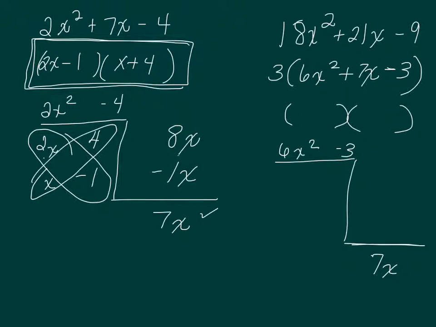Let's see, 6x squared, I can break that up into 2x and 3x, right? And 3, I can break that up into, well, it's negative 3. So how about 3 and negative 1? So 2x times 3 is 6x. And 3 times negative 1 is negative 3x. Six minus 3, or 6 and negative 3. That's not 7, so I've done something wrong here. I have some factors wrong.